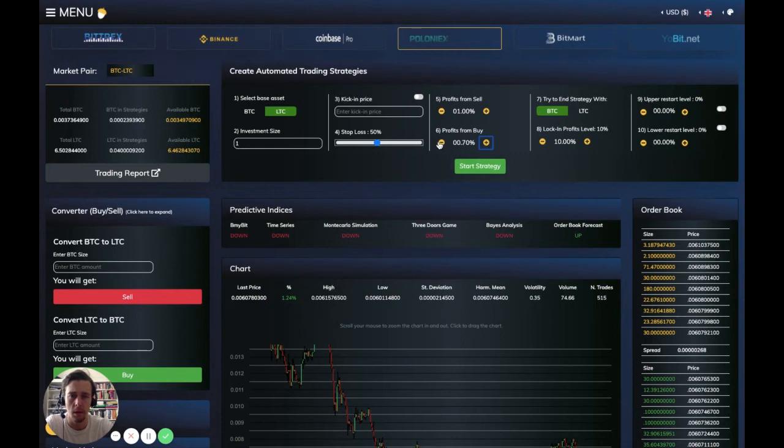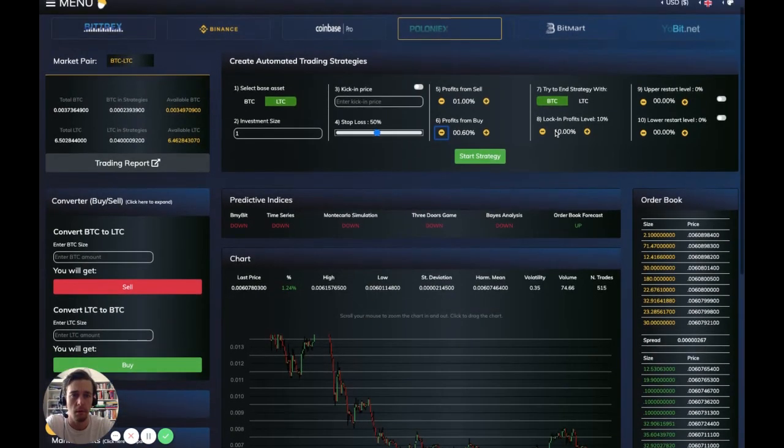There's no reason why I'm doing this. I'm just filling in some figures to get this started for you. We try to end this strategy with either Bitcoin or Litecoin. I want to earn more Bitcoin, so I want to finish with Bitcoin, and my lock-in profit is going to be 1.5% on this one.